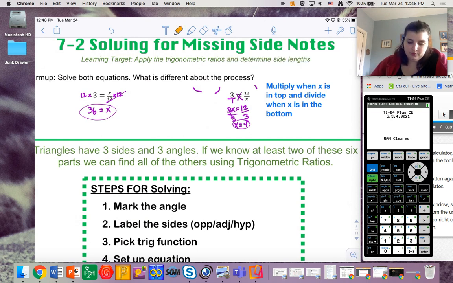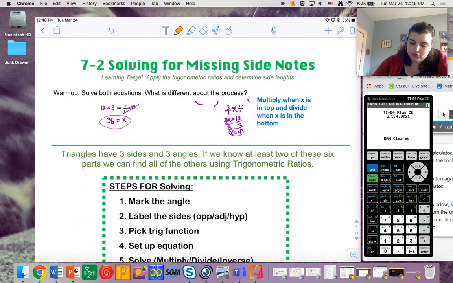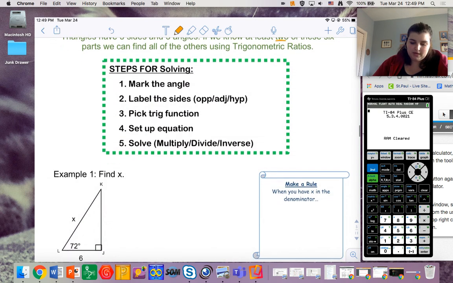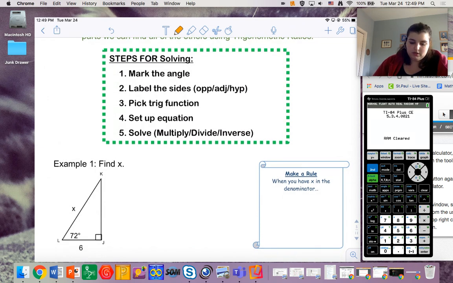Moving forward. Again, triangles have 3 sides and 3 angles. If we know at least 2 of these 6 parts, we can find all of the others using trig ratios. It's not exactly true. We can find the other sides using trig ratios. We need to use something special but related to find the missing angles. Okay. So steps for solving. First, mark the angle in question. Label the sides: opposite, adjacent, hypotenuse. Pick a trig function. Set up the equation and solve by multiplying, dividing, or doing the inverse.